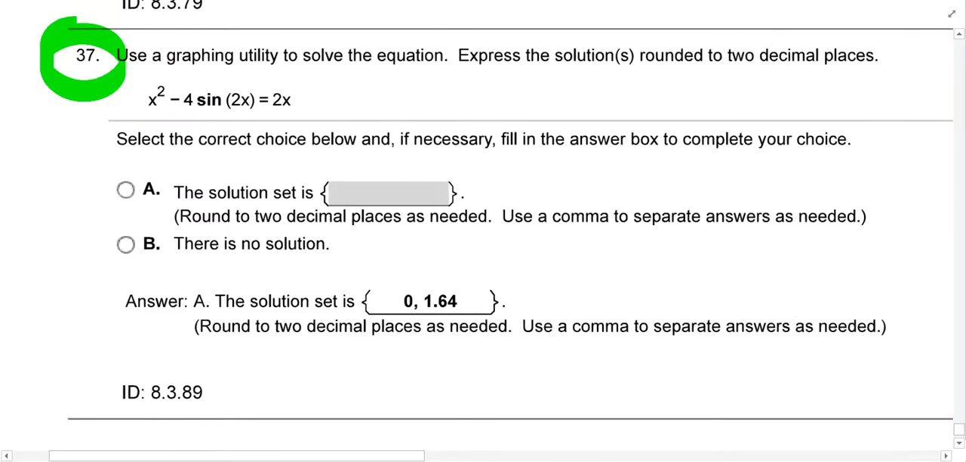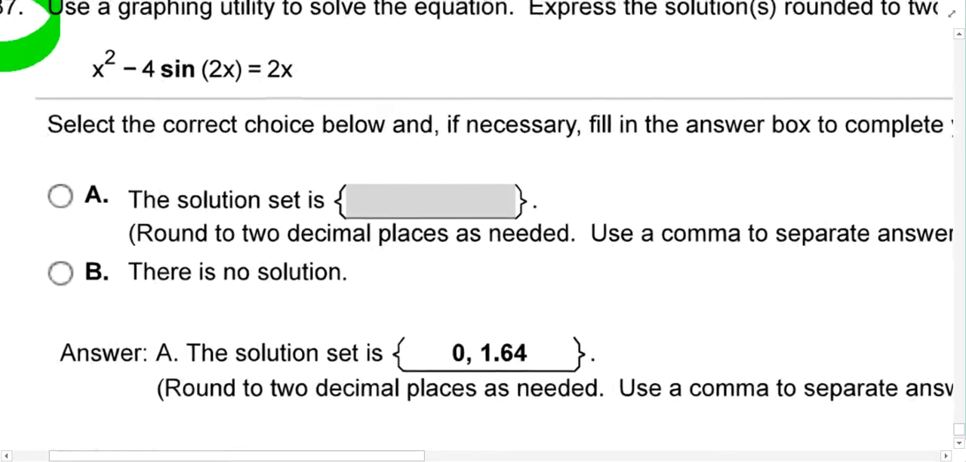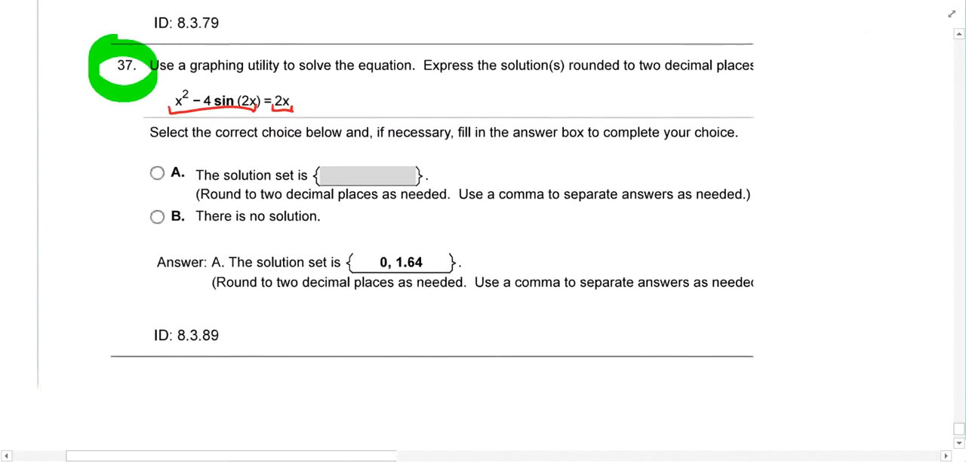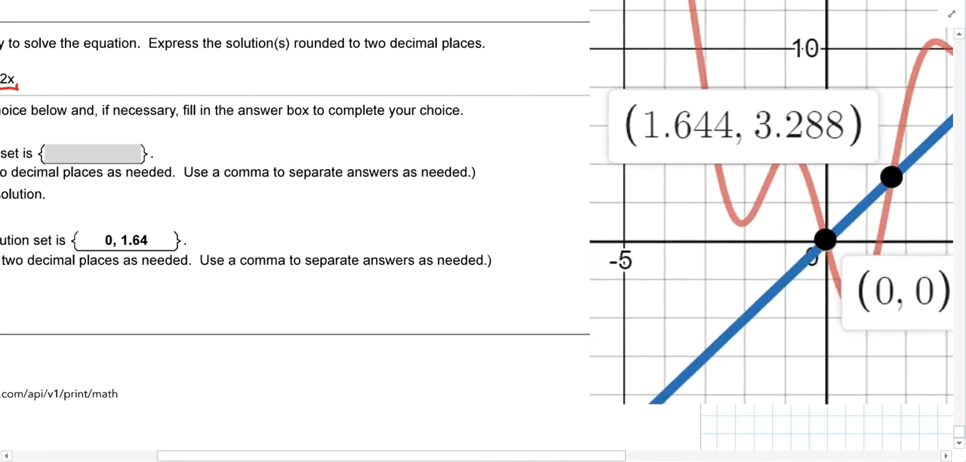Now, the last example that I want to walk through here is number 37. Use a graphing utility to solve the equation. Let's just remind ourselves that this is a technique that is available to us. If we graph the left side of the equation as a function and graph the right side of the equation as its own function, then we're going to look to see where those two functions intersect one another.